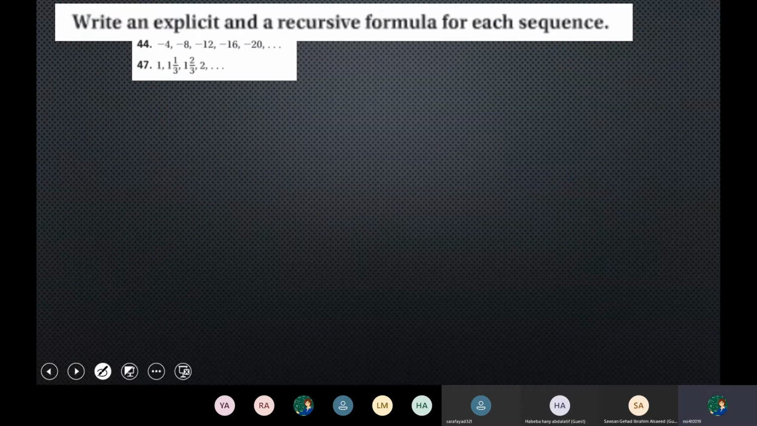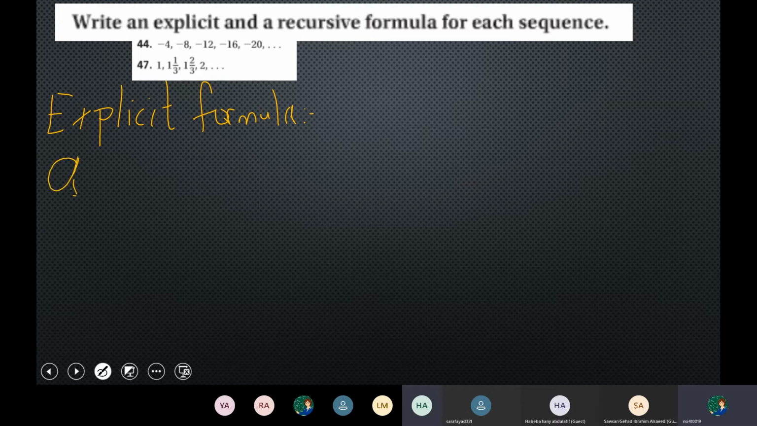Now, look at me here. Write an explicit and recursive formula for each sequence. In number 4, we have -4, -8, -12, -16, and -20. I want to find the explicit formula. Yes, Haneen? Yes, teacher. The explicit formula, what is the definition of it?